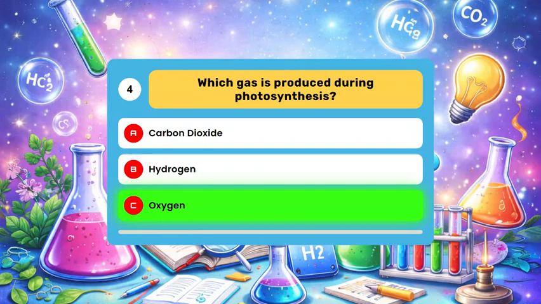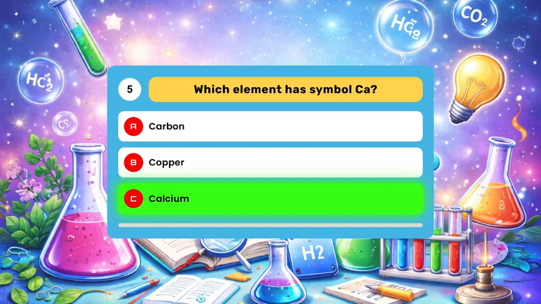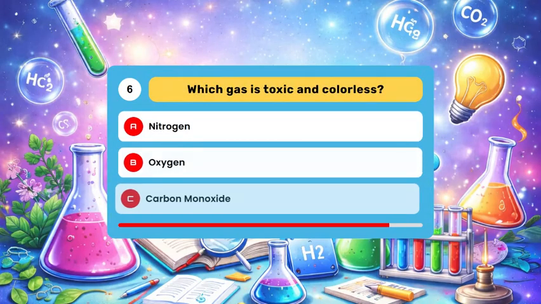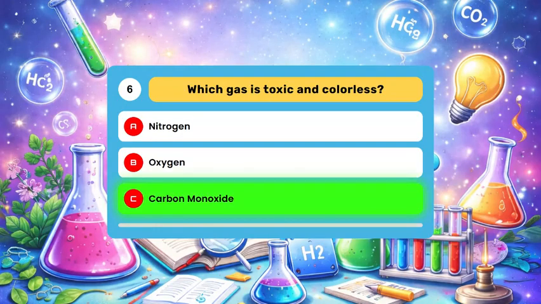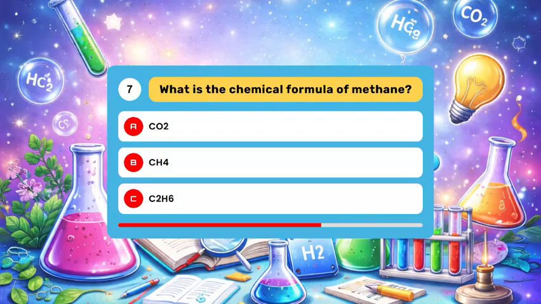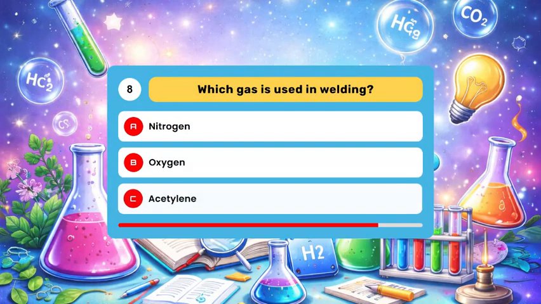Oxygen. Which element has symbol Ca? Calcium. Which gas is toxic and colorless? Carbon monoxide. What is the chemical formula of methane? CH4. Which gas is used in welding?